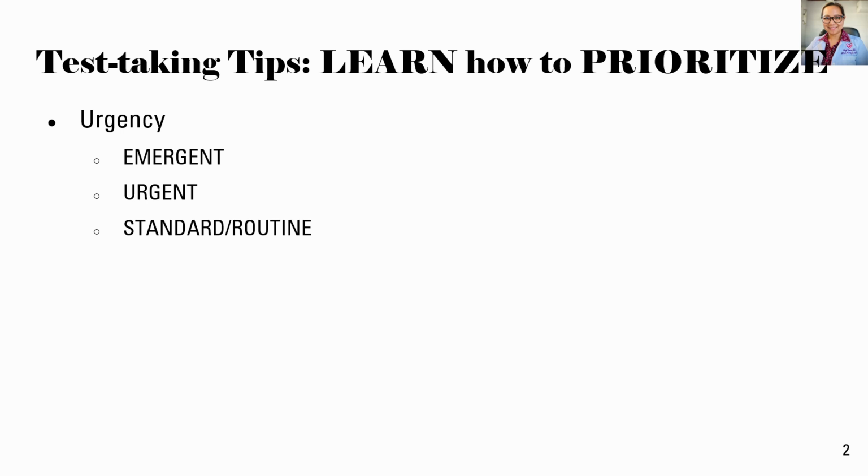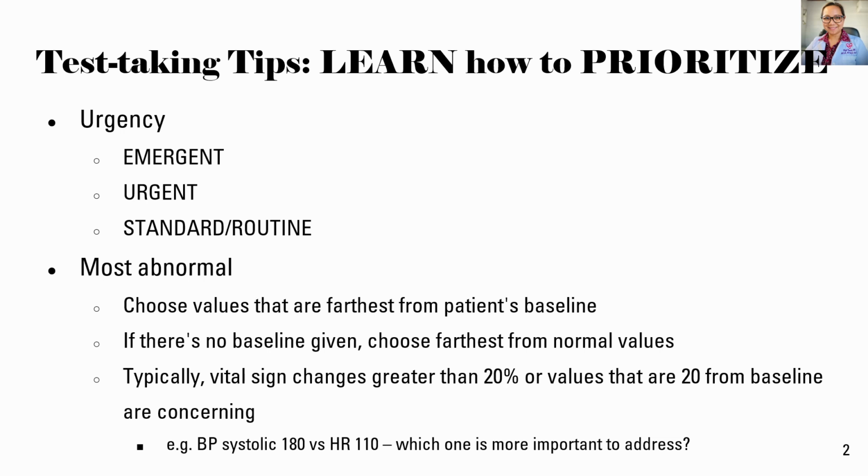Here's how to apply it in test questions. You want to start by identifying abnormal values. Ask which finding is furthest from the patient's baseline or the normal range. Use the 20% rule. Any vital sign that changes more than 20% from the patient's baseline, or from normal if no baseline is given, is usually considered clinically significant. Choose the most abnormal or dangerous change.